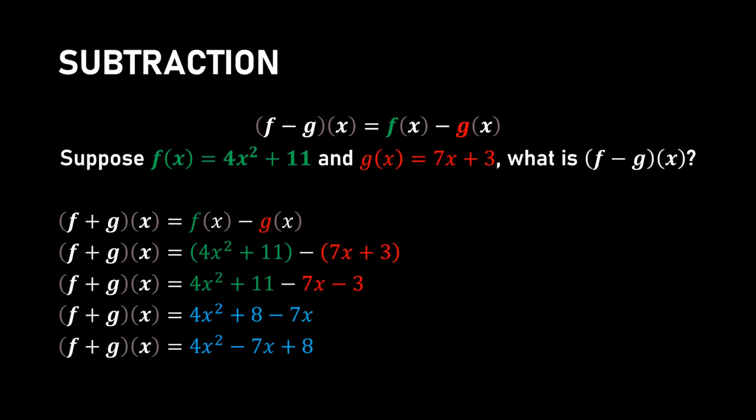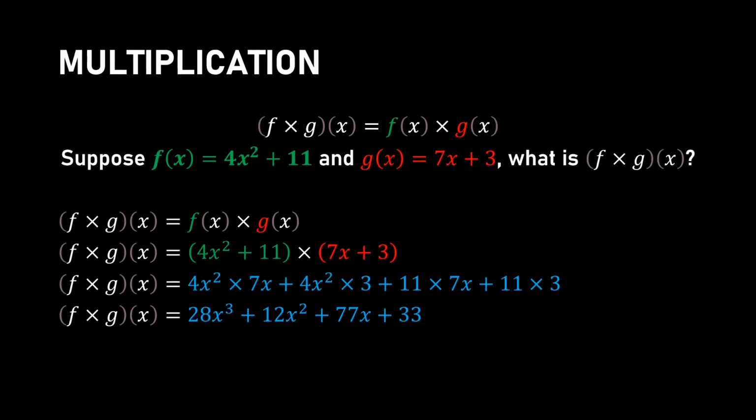On to subtraction. Looking at the formula, you can see that it's exactly the same as the addition formula. Only difference being is that it's subtraction instead of addition. I'll be using the same values as last time just for consistency. Same steps as addition as well. Substitute both g and f with their values, subtract the numbers, then reorder the terms, and get your final answer, which is 4x squared minus 7x plus 8.